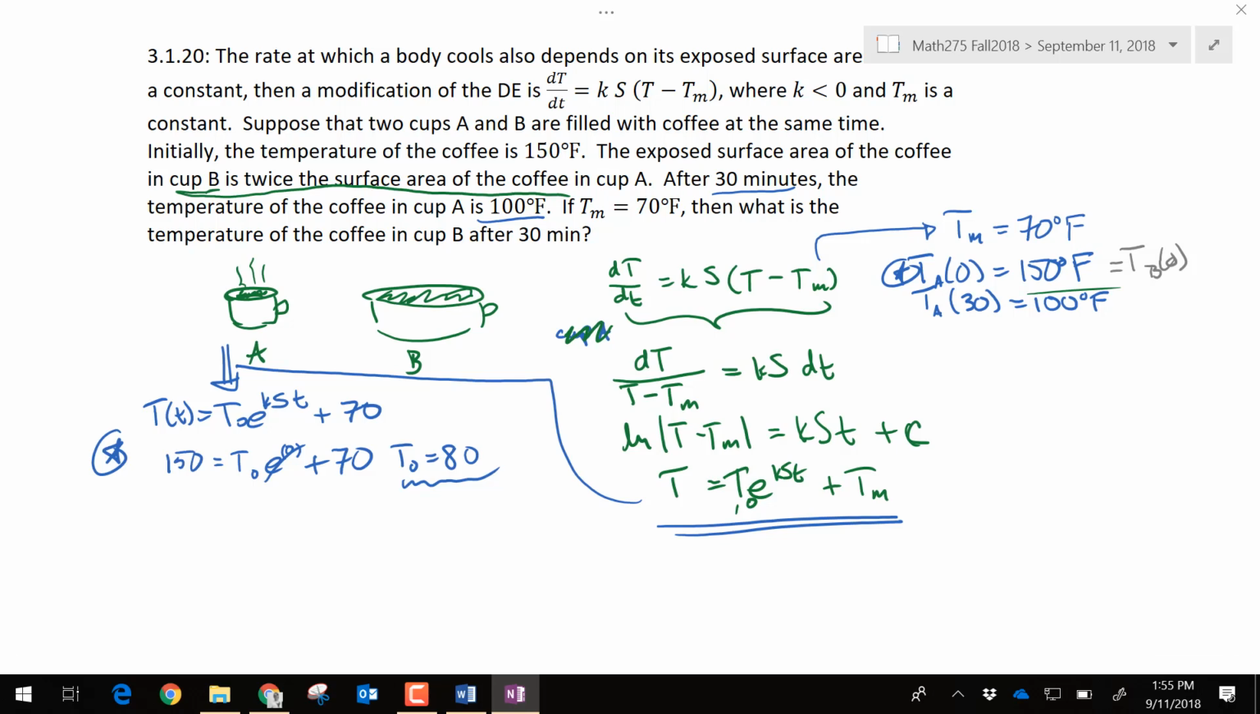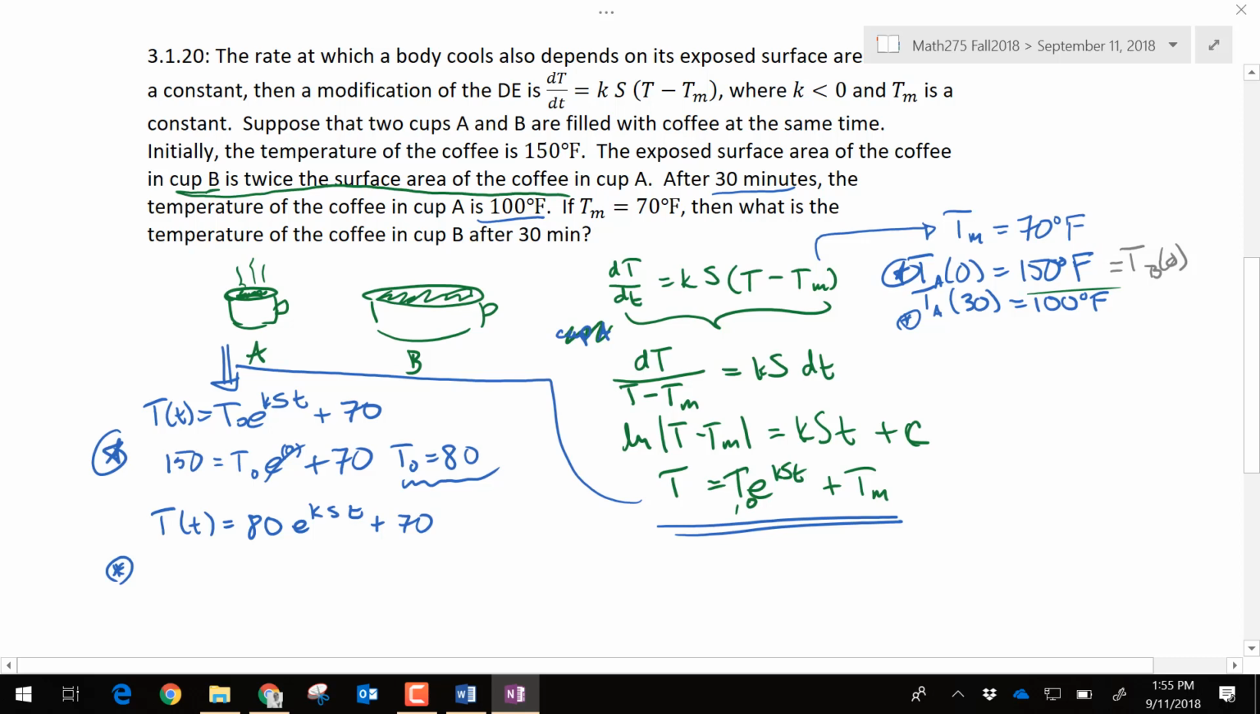And so now we have T of t equals 80 e to the Ks t plus 70. All right. So they don't give us much information about the surface area that's exposed. All they said was for the second one, it's twice as much that's exposed. And so what we want to do is possibly solve for K. And the way we can solve for K is this piece of information to see what happens in 30 minutes. And so we'll use that piece of information to solve for K.